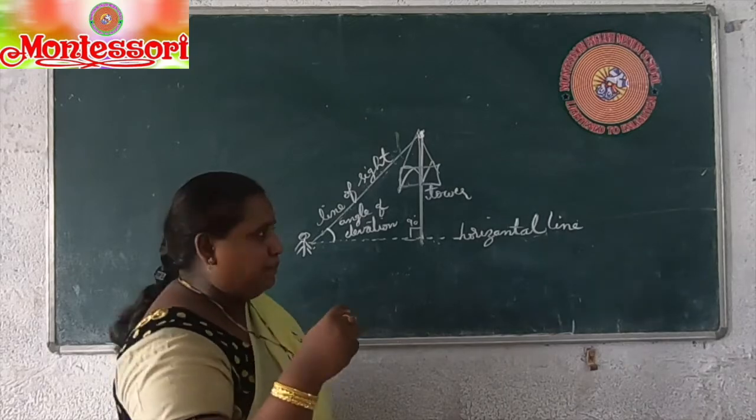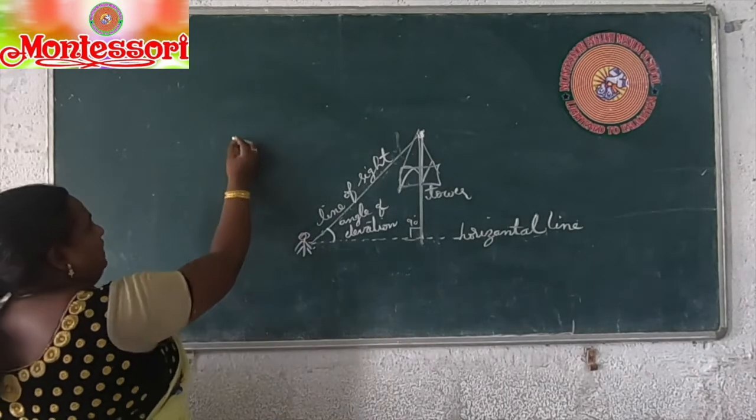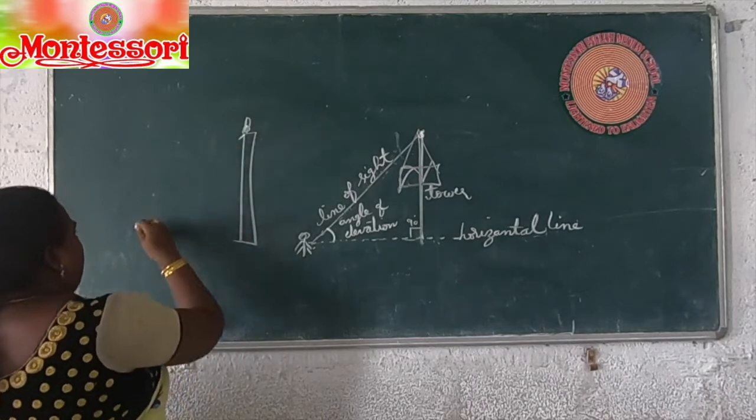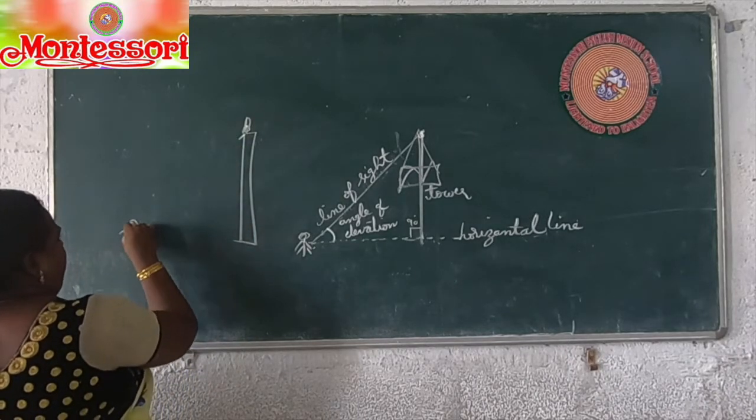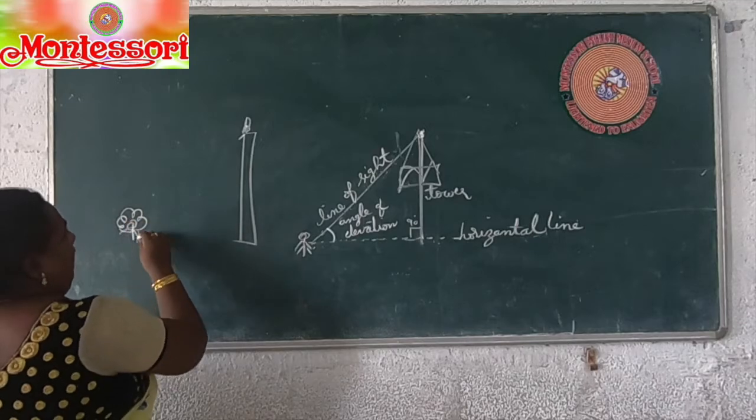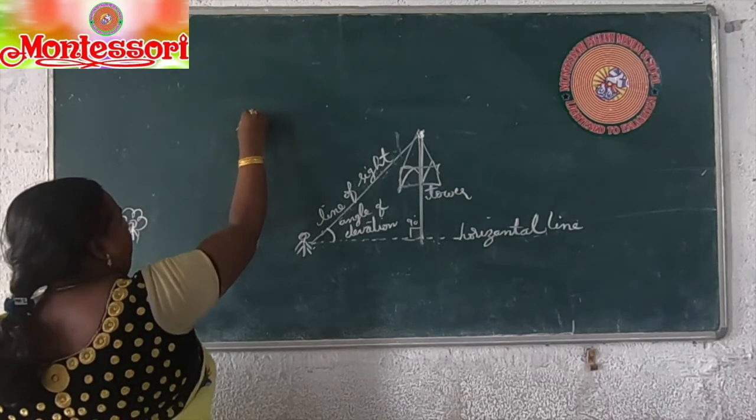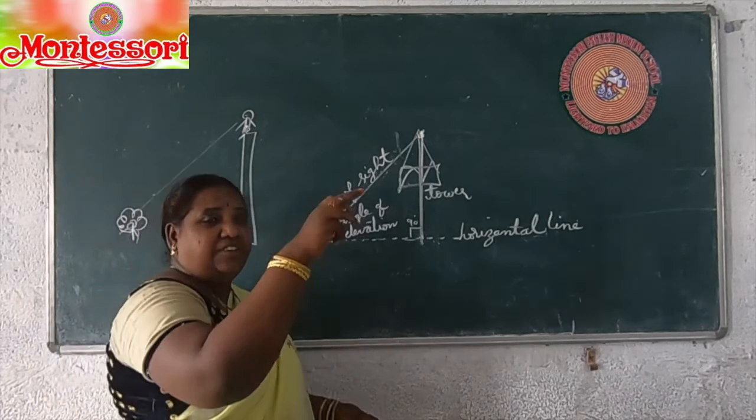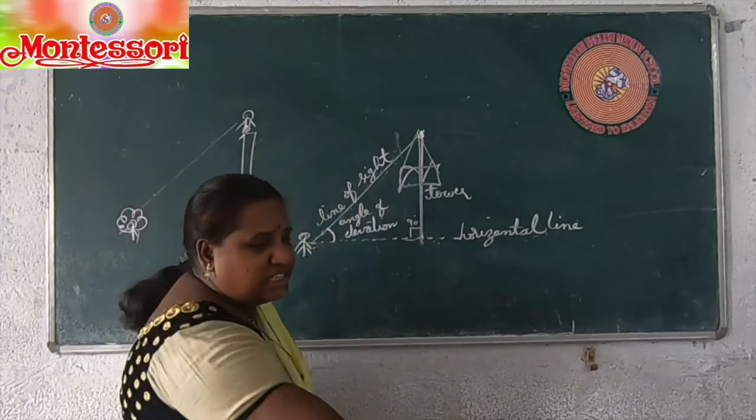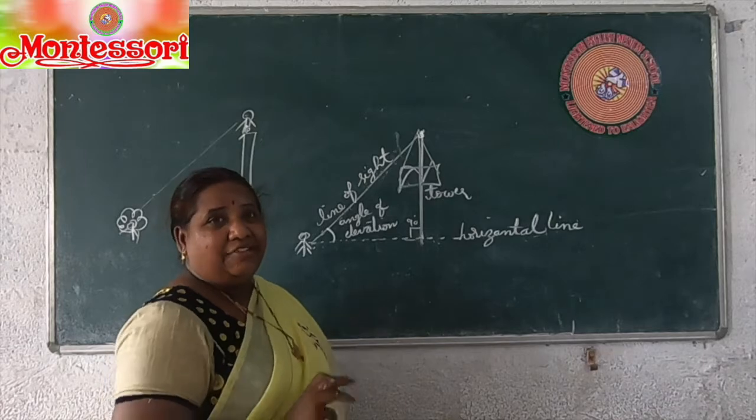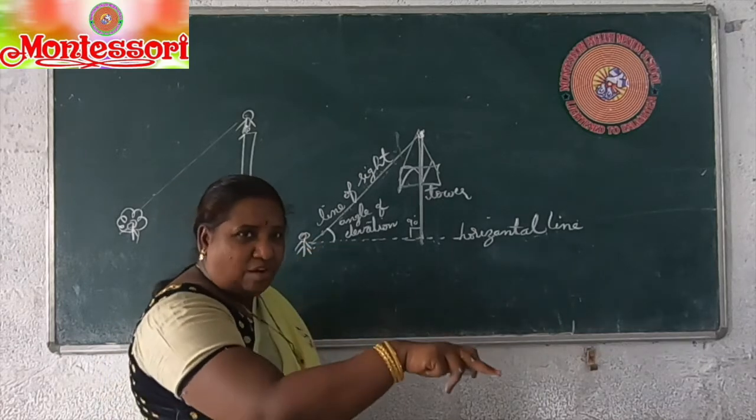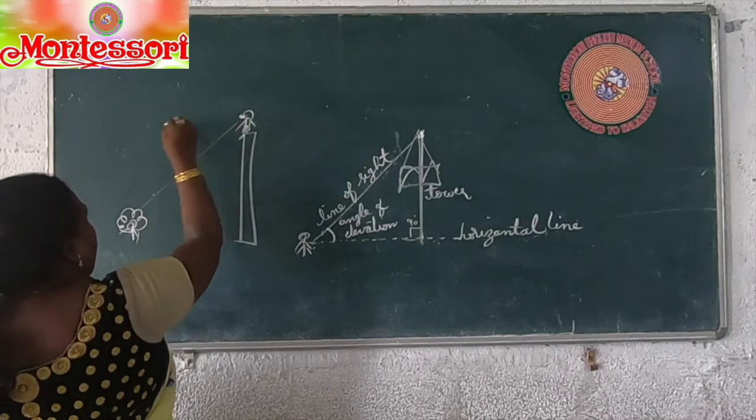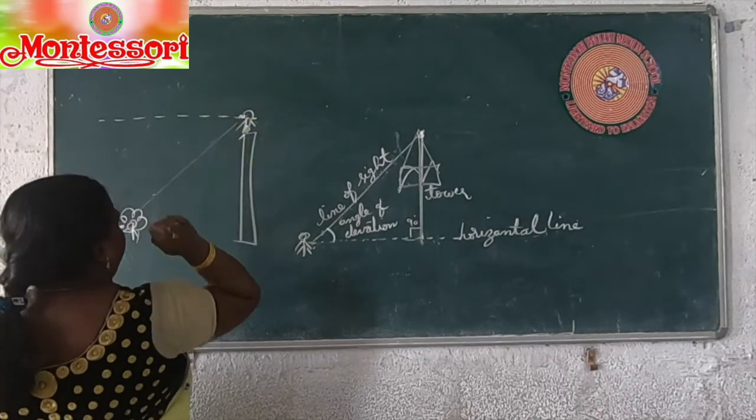In the second example, a girl is standing on a building. Here one rose plant is there, and she is looking from the top of the building down at the rose plant. For example, here we draw a horizontal line like this.